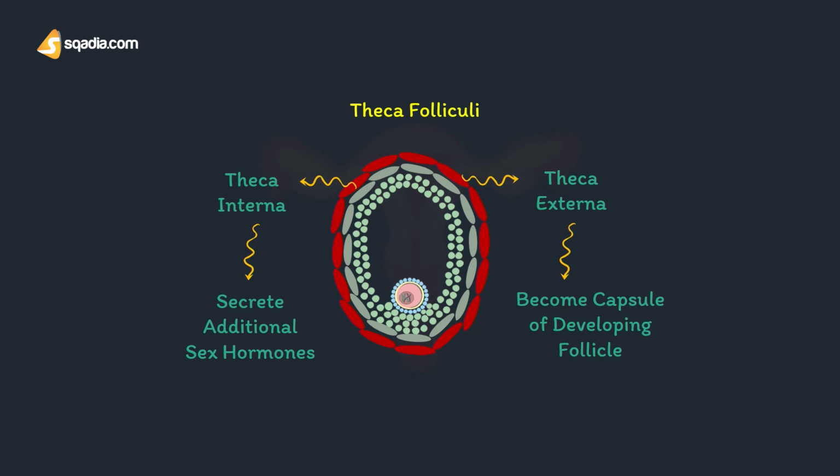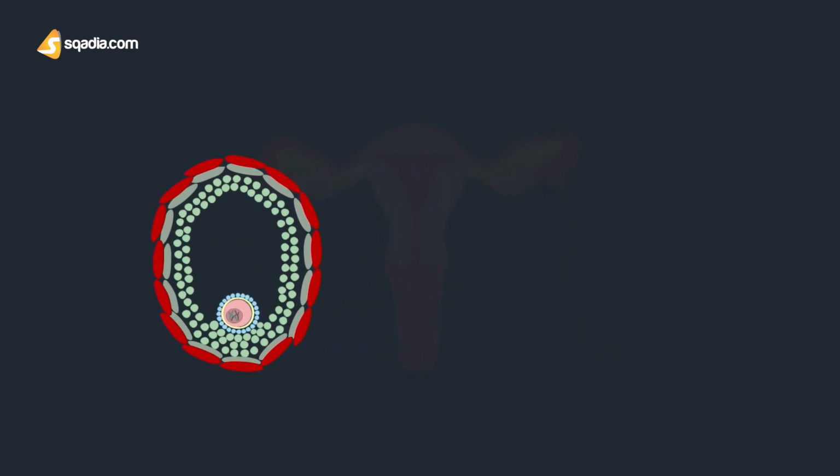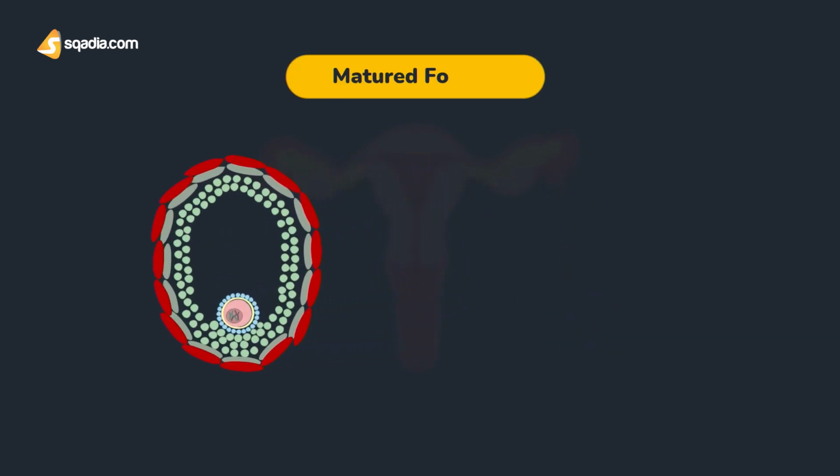Theca externa is going to form the layer around it, and theca interna is going to secrete the hormones for the proper functioning. So now, the next step is the formation of the Graafian follicle. The Graafian follicle is said to be the matured ovarian follicle with a maturing ovum. It is named after a Dutch physician and anatomist named Reinier de Graaf. Changes taking place during the development of the Graafian follicle are the following.